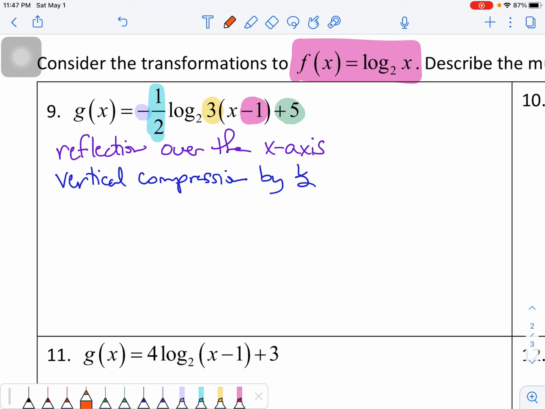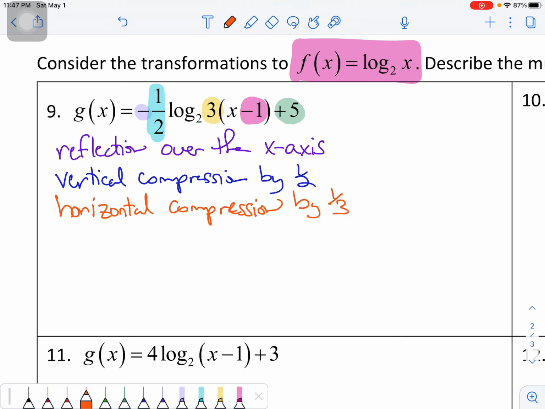Now I've got a 3 sitting in front of this x. So this is actually being multiplied with the x as part of the argument of the logarithm. So this 3, and these are going to get strange for the next 2 of them, but that 3 is a horizontal. It is also a compression, but it is a compression by the reciprocal of 3, so it's going to be a compression by 1/3. All right, horizontal, remember, are kind of those goofy backwards things. So just be careful that you remember those for the horizontals.